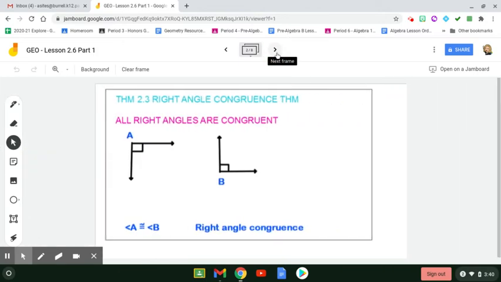We're also going to be defining some things about right angles. We will say all right angles are congruent. So if we have angle A and angle B as right angles, then by their measures, you can see that they're also congruent. So we can always use that whenever we write a proof.